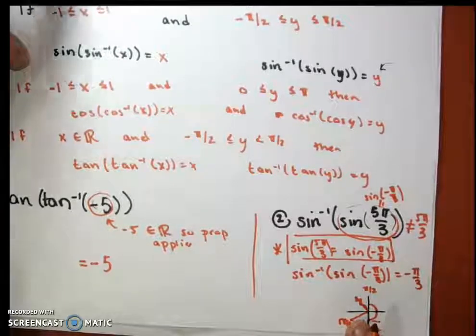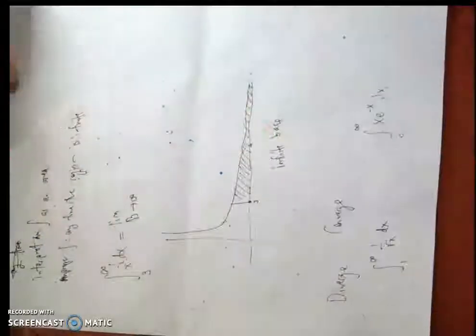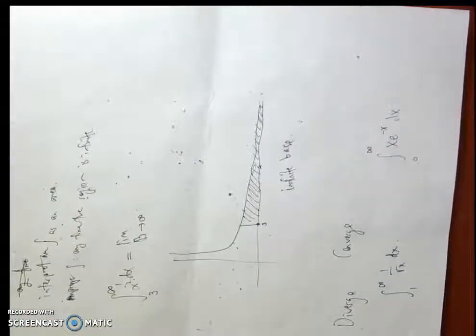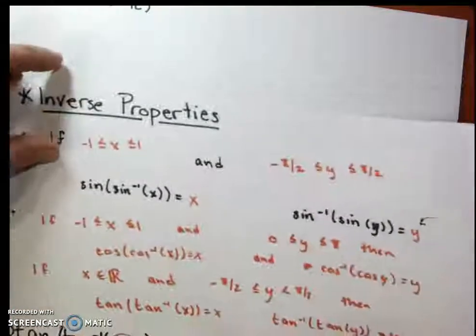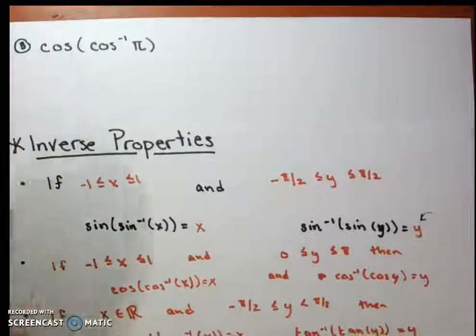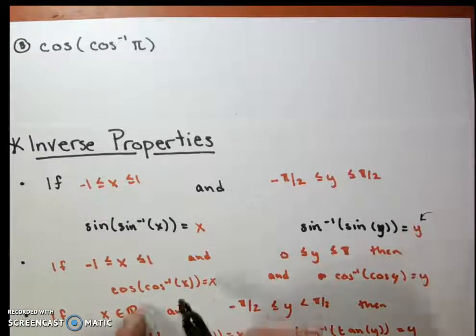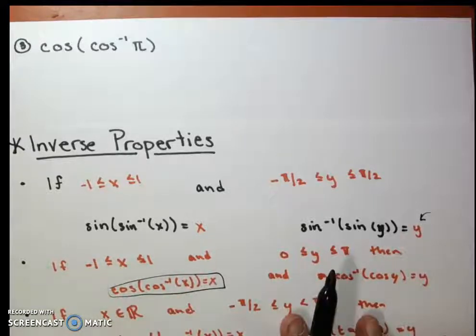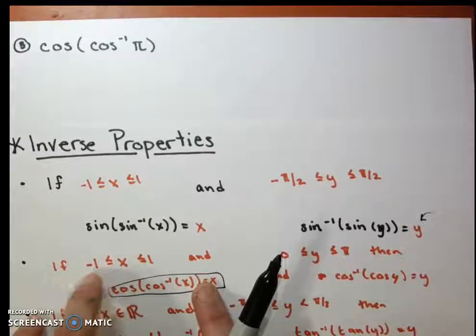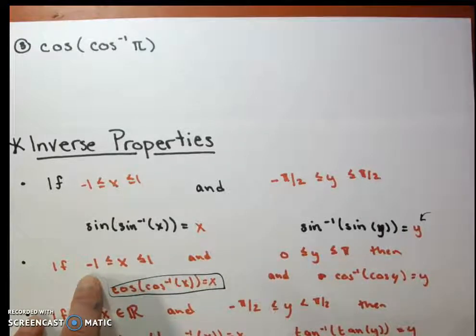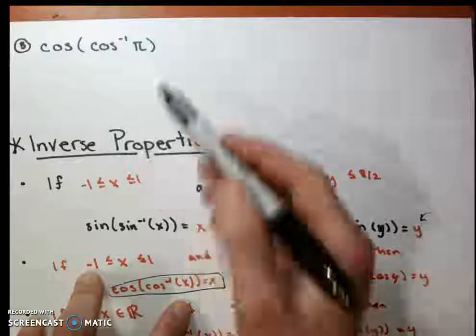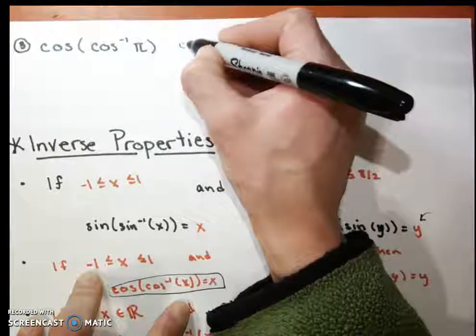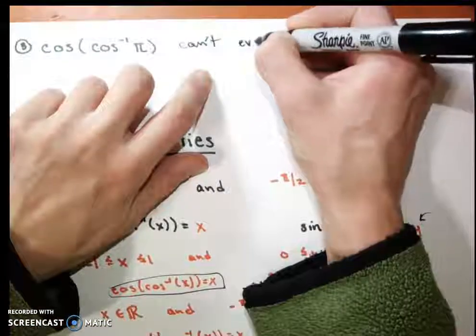And we have one final quick example. Cosine of cos inverse of pi is our last example. So we're looking at this case, but is x in the proper range? Well, x is supposed to be between -1 and 1. That's not the case here. So we can't evaluate this because it's not defined.